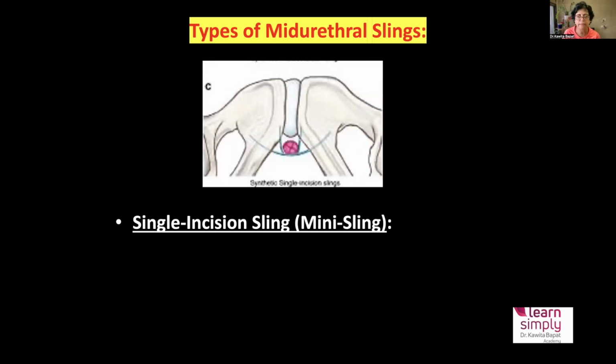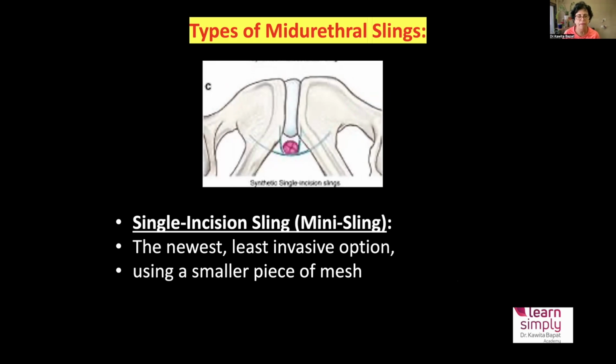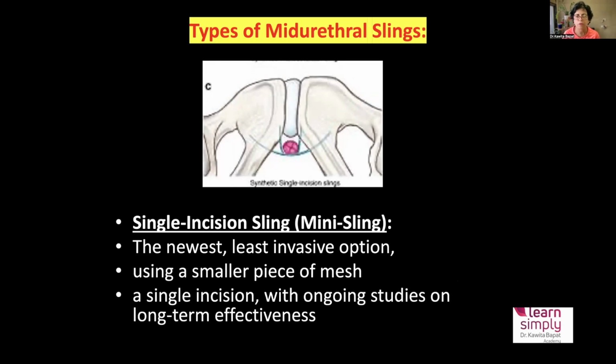And third is a single incision sling. It's a mini sling, the newest and least invasive option. It uses a similar piece of mesh and a single incision, with ongoing studies on long-term effectiveness.